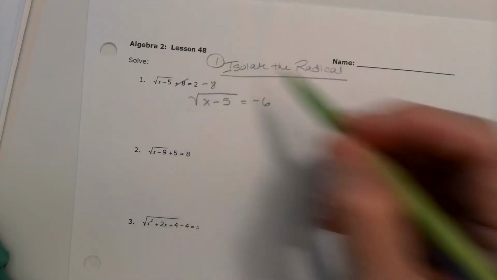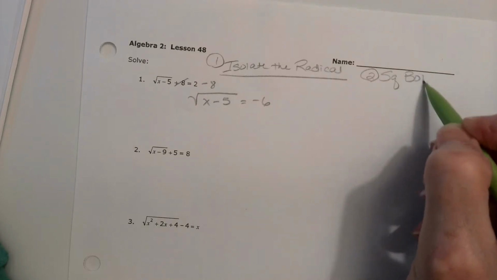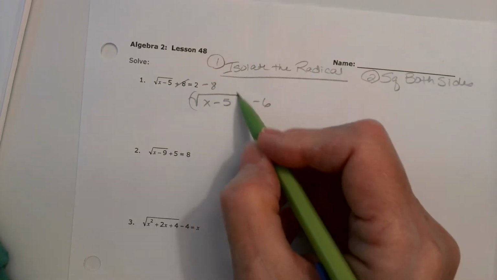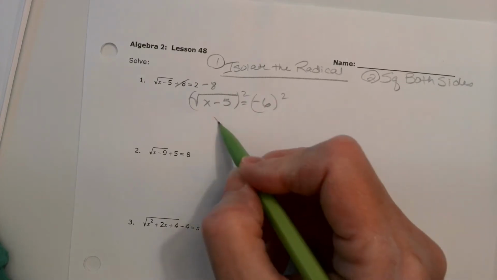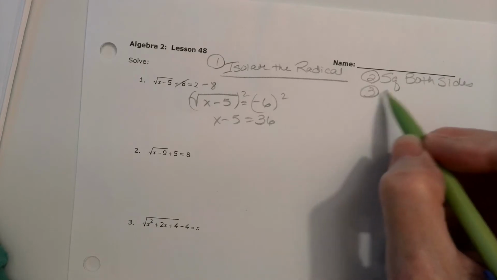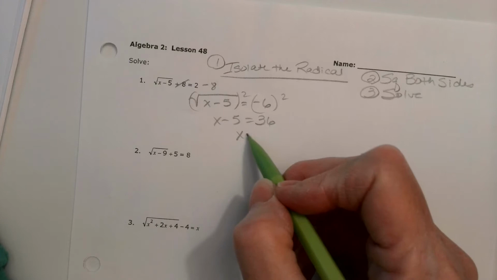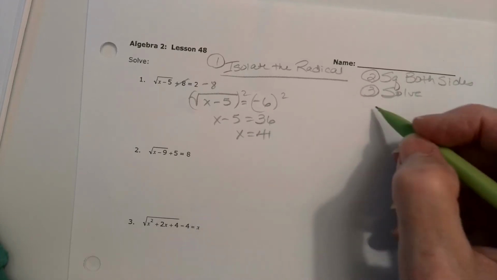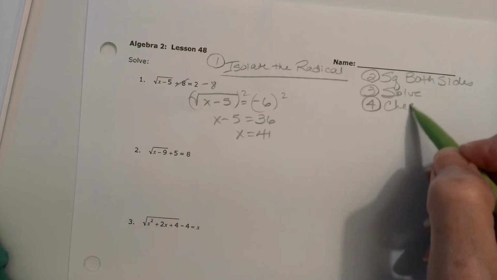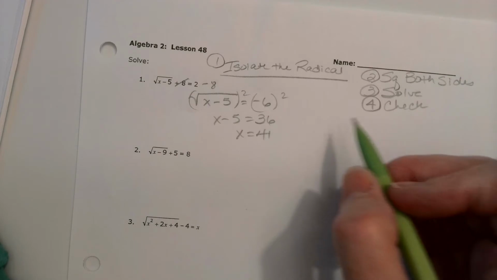Okay? So after you've isolated the radical, then you square both sides. So I'm going to square that side, I'm going to square this side. So I get x minus 5 equals 36. Then you just solve. So I'm going to add 5 to both sides and I get 41. But one thing you have to do with these equations, because they have radicals in them, is you have to check. That means you're going to take this 41, you're going to put it back in the original equation.